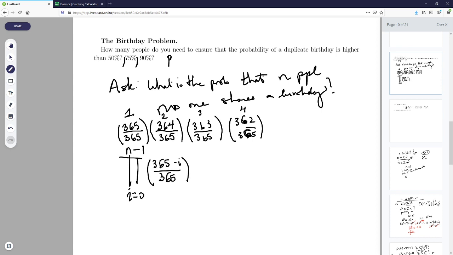It's the product of all this stuff, right? So this is the probability that no one shares. So how do we get the probability that someone shares? What we do is subtract that from 1.